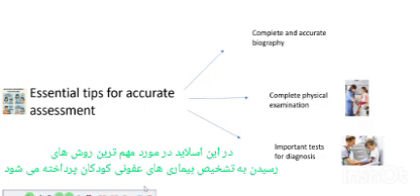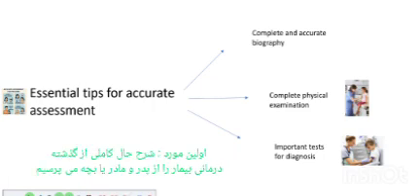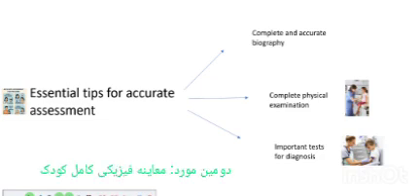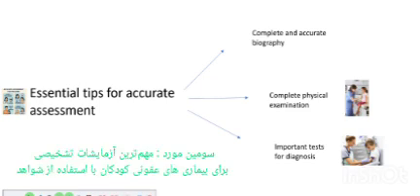This slide outlines the 3 steps that the medical staff must take to reach a diagnosis, each of which is complementary and will be explained below. First, complete history and description of past medical conditions and illnesses. Second, complete physical examination. Third, the most important diagnostic tests.